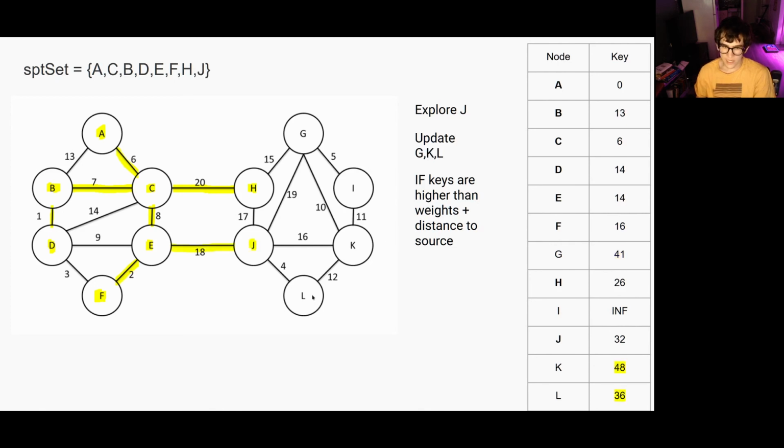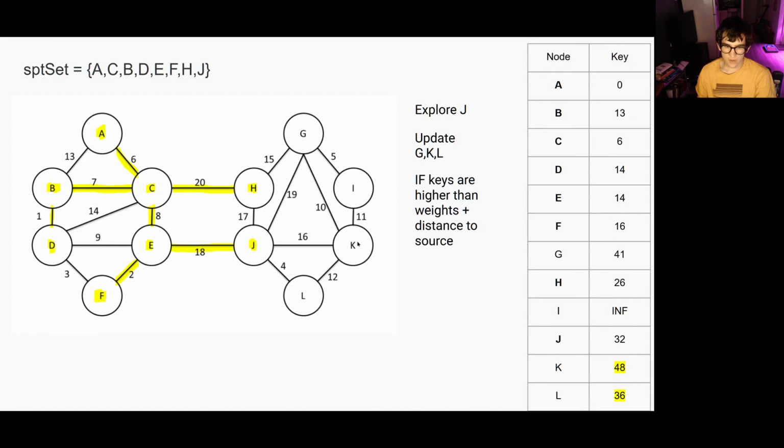So let's go ahead and do that now. Looks right, so 32 plus 16, that's 48. And 32 plus the 4 here, that's 36. We have those updated. Alright, so if we look at this priority queue here, we can look at these values and see that L is the lowest value, so we're going to want to go ahead and explore that next. We consider the neighbors.